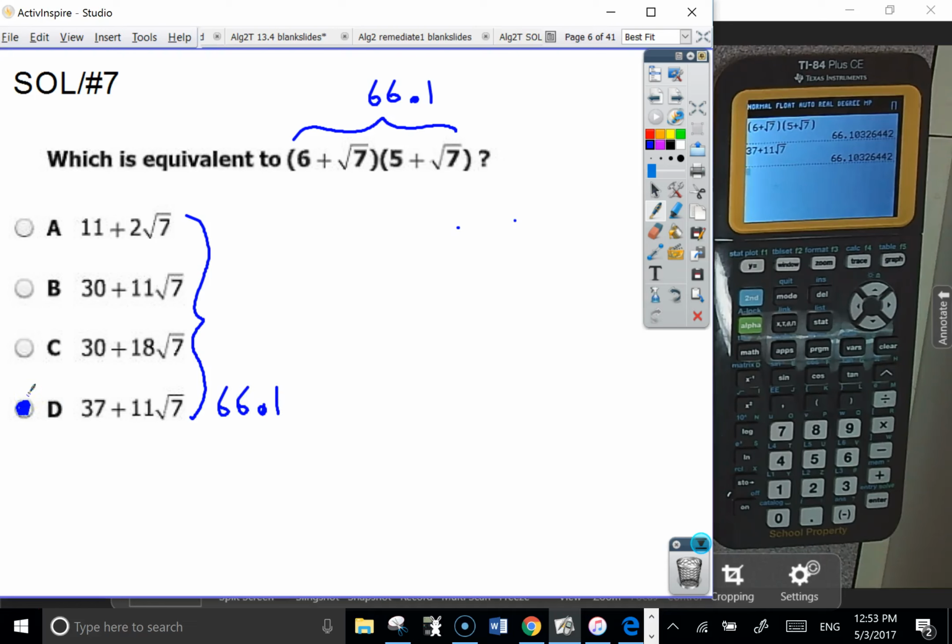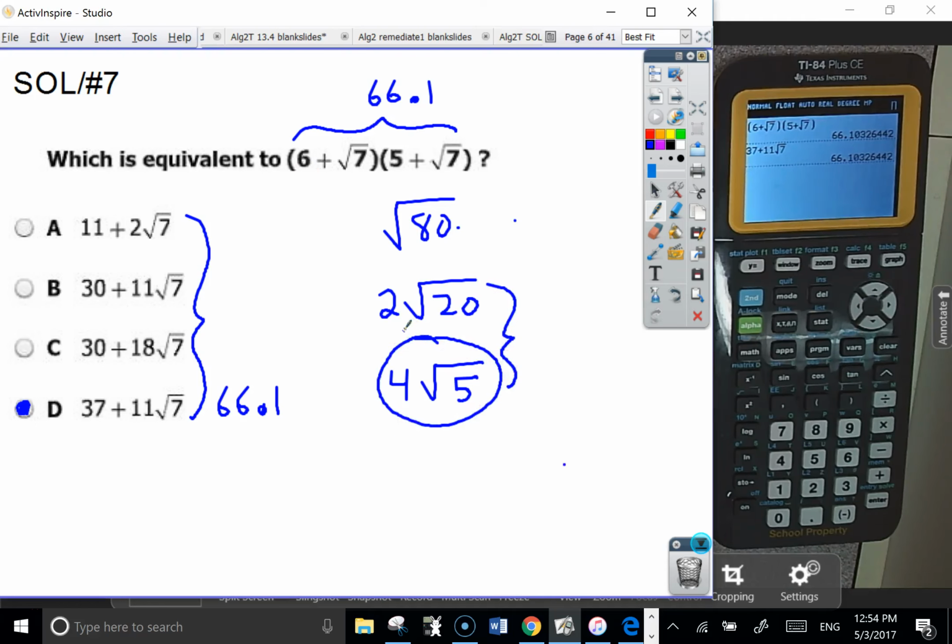Now, where this kind of method needs just a little bit of being careful is if, for example, you had, simplify the square root of 80, right? And maybe one answer said 2 times the square root of 20, and another one said 4 times the square root of 5. The fact is that all three of those have the same decimal answer. So which one of these two would you pick to be the right answer? You would pick this one right here. Why? Because it's more simplified, right? And how do you know it's more simplified? Because it has the smaller number underneath the radical.